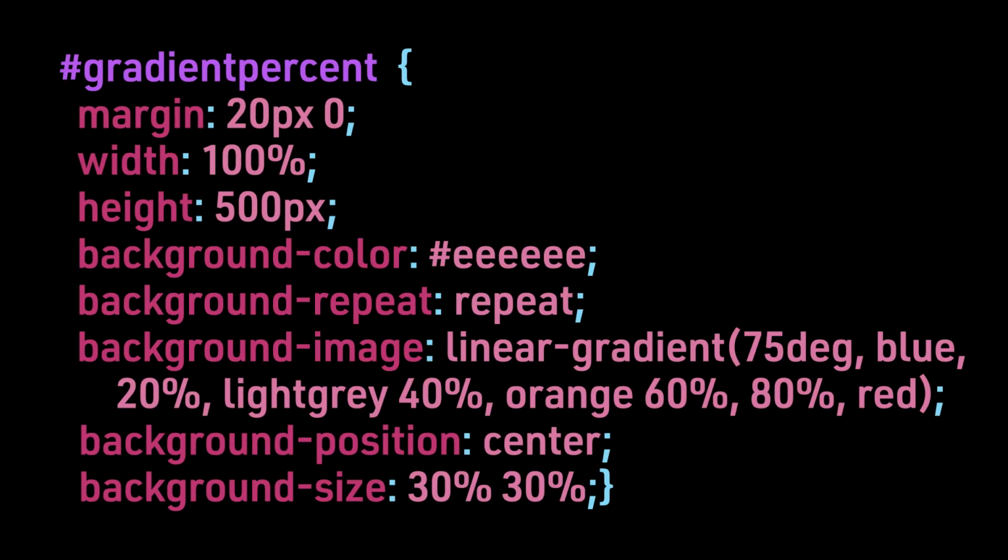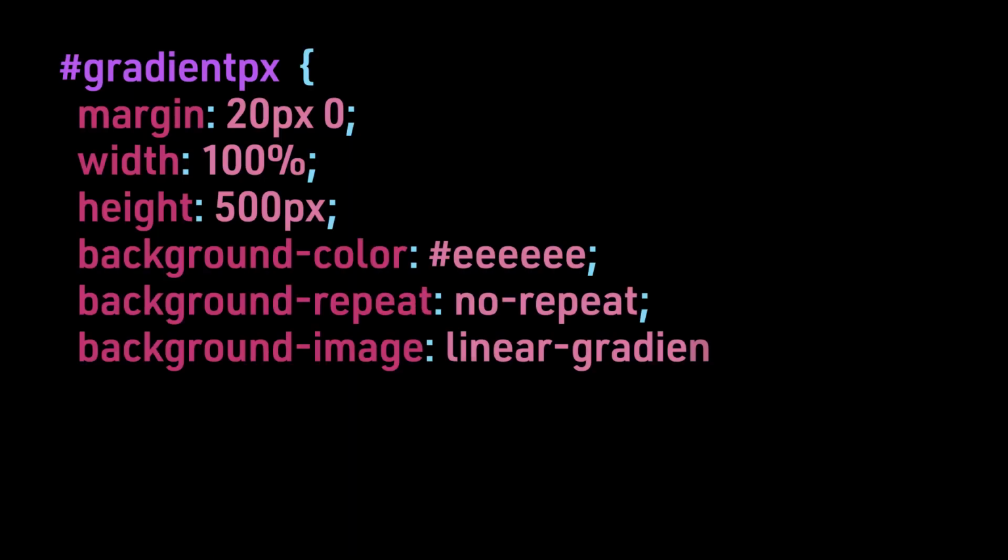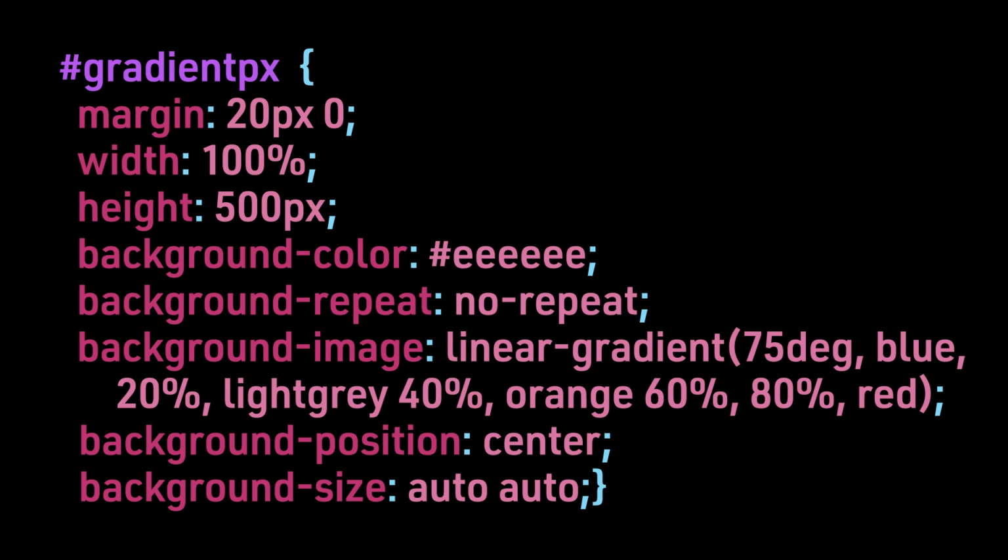In our second example, we are using percentages. And just for fun, we will change the background repeat to repeat so that it can tile. Here is the result. In the final example, we will use auto for both the width and the height. And this is how it will display. The gradient now fills the container.